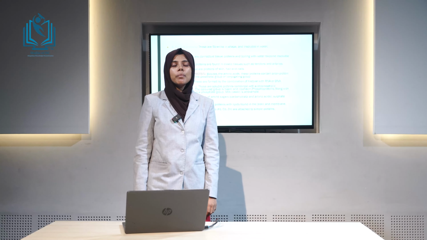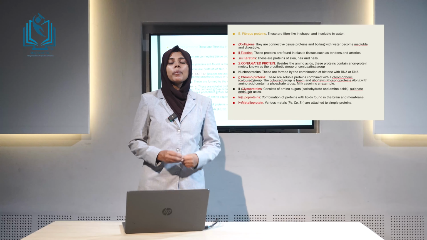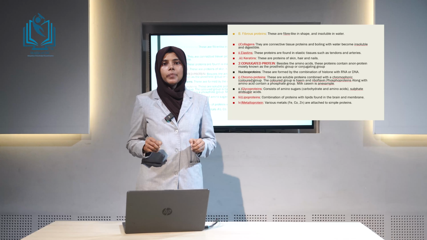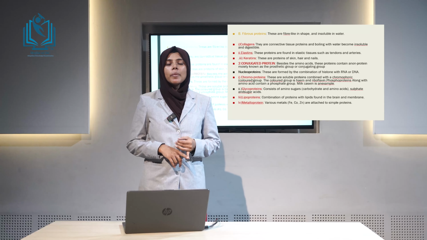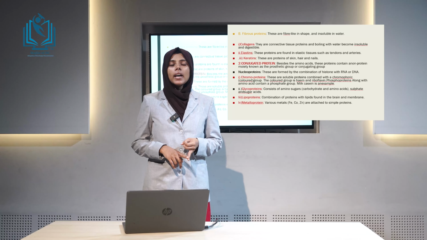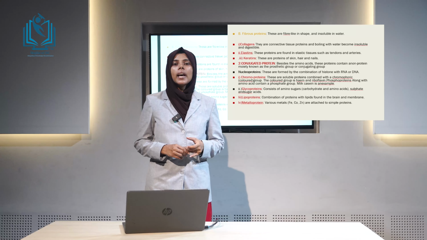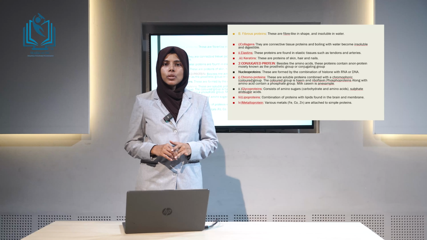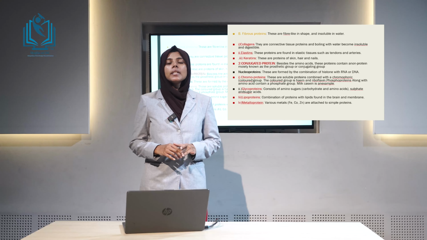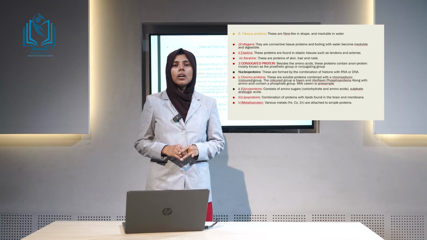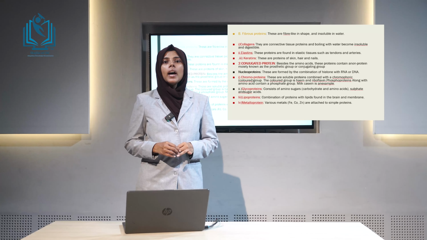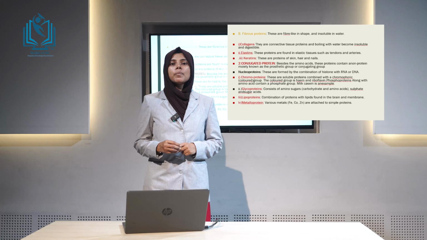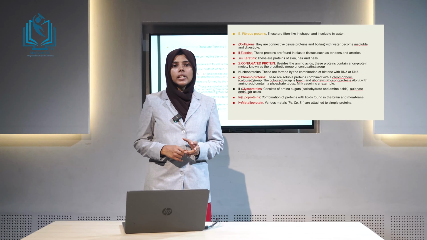The second type of simple proteins, fibrous proteins. Fibrous proteins have a fiber-like structure, and they provide strength to the body. The types of fibrous proteins are keratin, elastin, etc. Elastin is present in the elastic tissues of our body like tendons and arteries, and collagen is also a type of fibrous protein. It's present in the tissues and matrices of our body. And keratin, which is a type of fibrous protein, is present in the hair, nail and skin of our body.